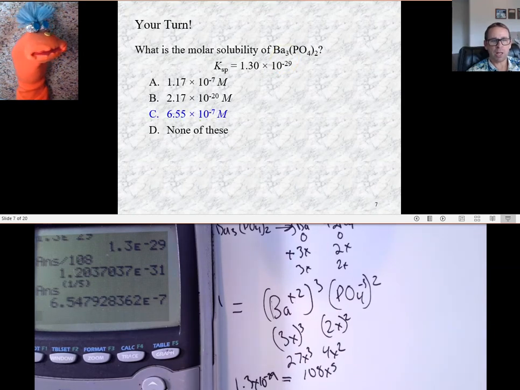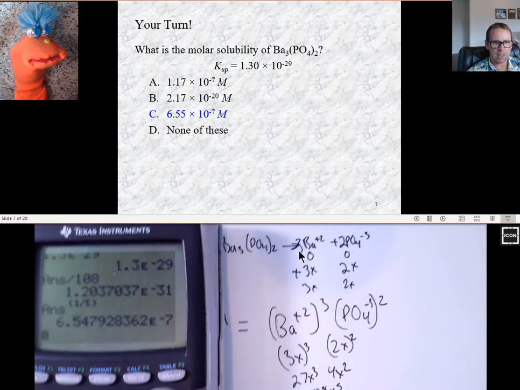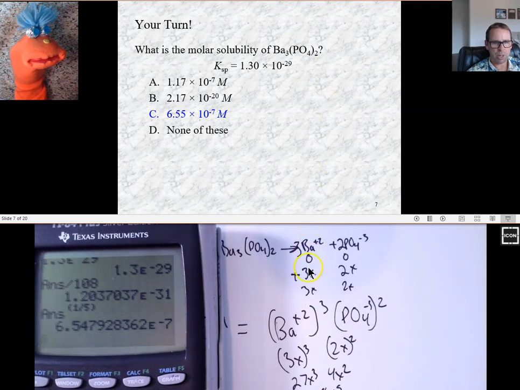If they had asked for the barium ion concentration, what would we have done? Would you multiply it by 3 and then cube it? Well, you wouldn't need to cube it, but it would just be in this ice table here. The concentration of barium ion at equilibrium is not cubed. It is just multiplied by 3. And the concentration of the phosphate ion would be this molar solubility times 2.